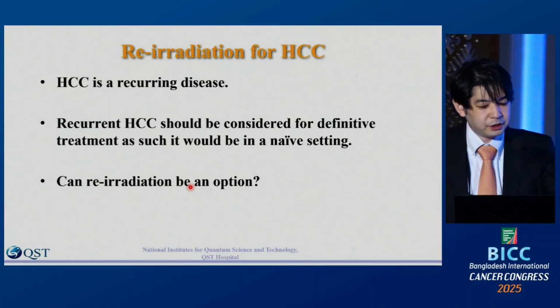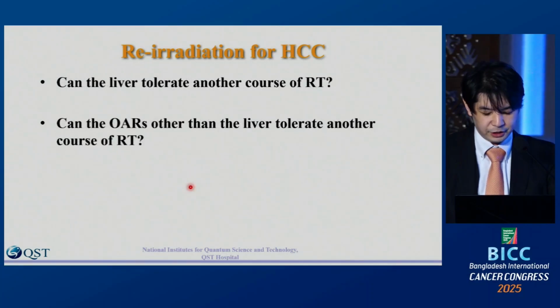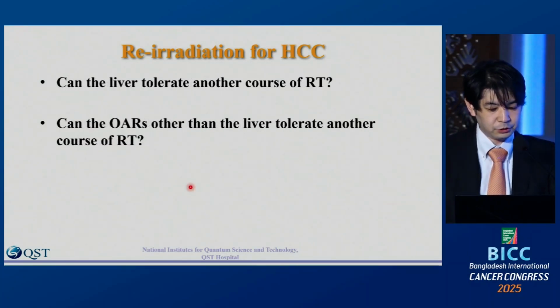So re-irradiation, you will have to do re-irradiation to the liver. Not necessarily to the same tumor, but a recurring new lesion. So can re-irradiation be an option? The issues here will be, can the liver tolerate another course of radiotherapy? Or can the OARs, other than the liver, tolerate another course of radiotherapy?